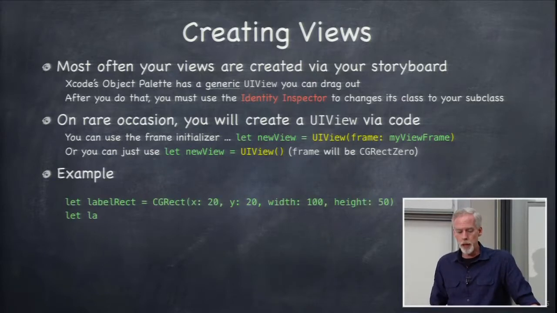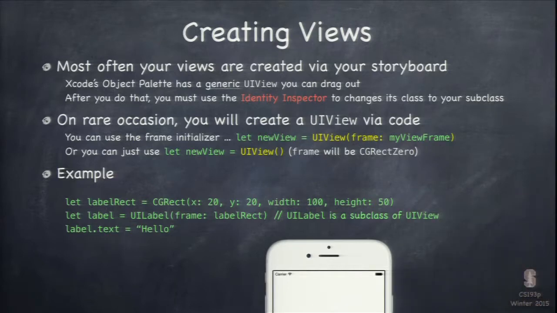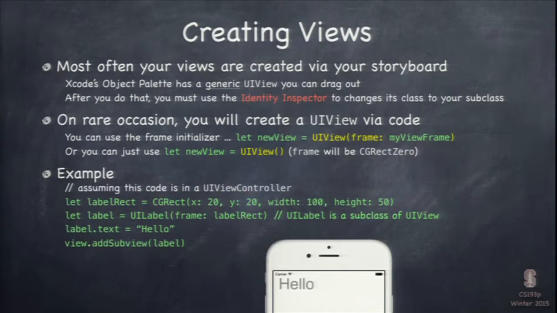So here's an example of creating a view in code. I'm going to use UILabel. A UILabel is a subclass of UIView, so I can send it UILabel(frame:). So I just give it this frame, which is kind of in the upper left. Notice I've created this view, but it's not on screen yet. Okay? Assuming this code here is in a view controller, I could then say view.addSubview, because remember, view is a property in my view controller, which is that top level view. And I can say addSubview of the label, and boom, it'll appear on screen. Okay, at 20, 20, width 100, height 50.